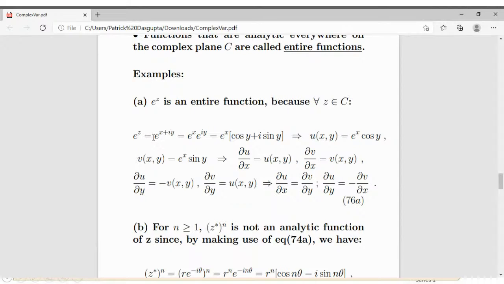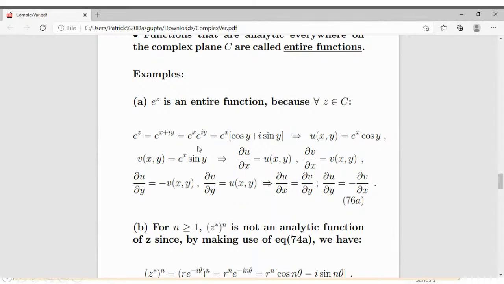After all, what is e raised to power z? e raised to power z is equal to e raised to power x plus iota y, because z is equal to x plus iota y. And therefore, e raised to power x plus iota y is e raised to power x multiplied by e raised to power iy. Because any number a to the power m plus n is a to the power m multiplied by a raised to power n. So e raised to power x plus iota y is e raised to power x multiplied by e raised to power iota y.